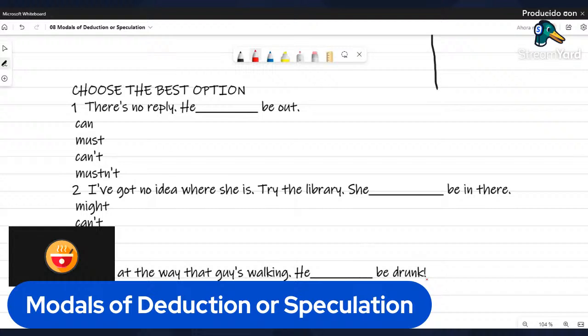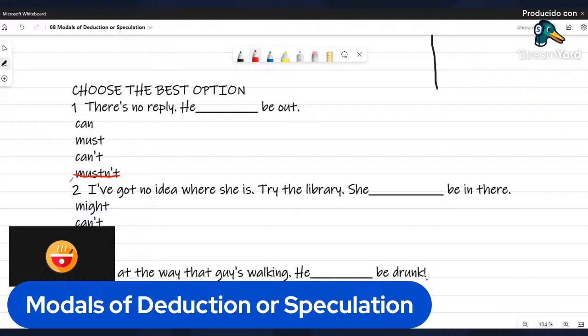So as you can see here, we have four different options. We have can, must, can't, and mustn't, right? There's no reply. He can be out, must be out, he mustn't be out. So we have four. Actually, one we can dismiss already since it's not part of a speculation, right? It's just a modal verb. But in here, we're not speculating or deducting. So there's no reply. We can say it's must in here.